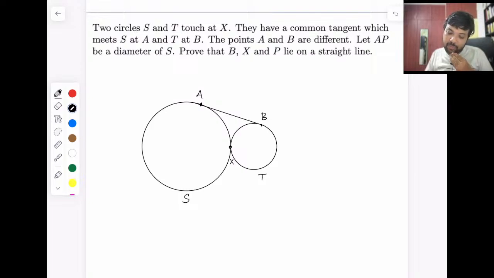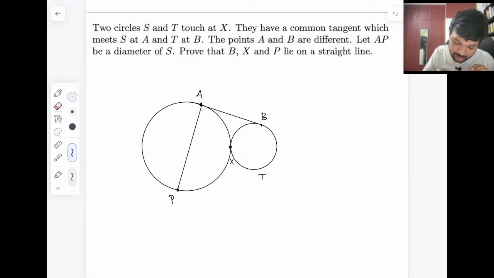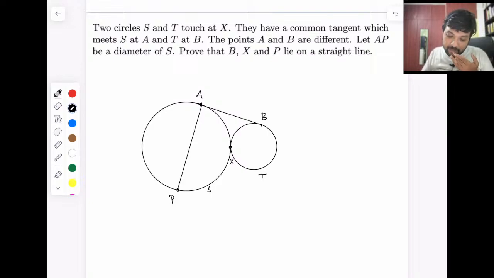Let AP be a diameter of S. Okay, P is the diametrically opposite point on S. S is the name of the circle. Prove that B, X, P lie on a straight line. Prove these are collinear. Prove B, X, P are collinear.